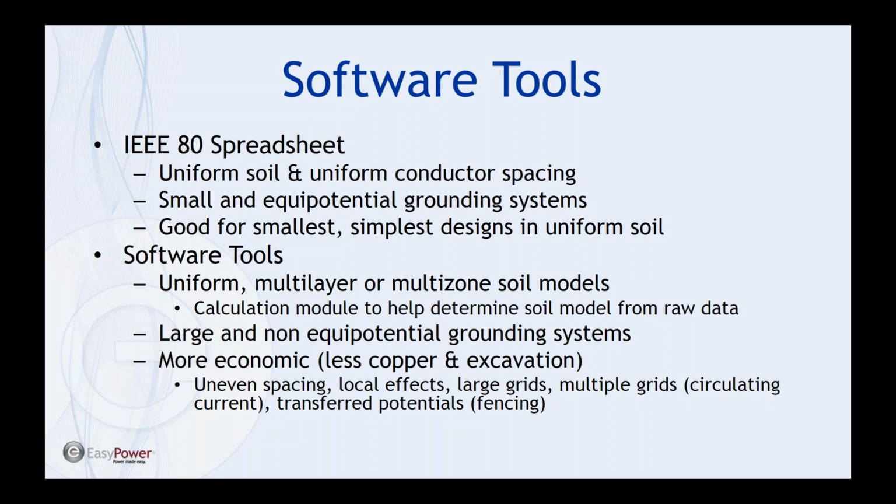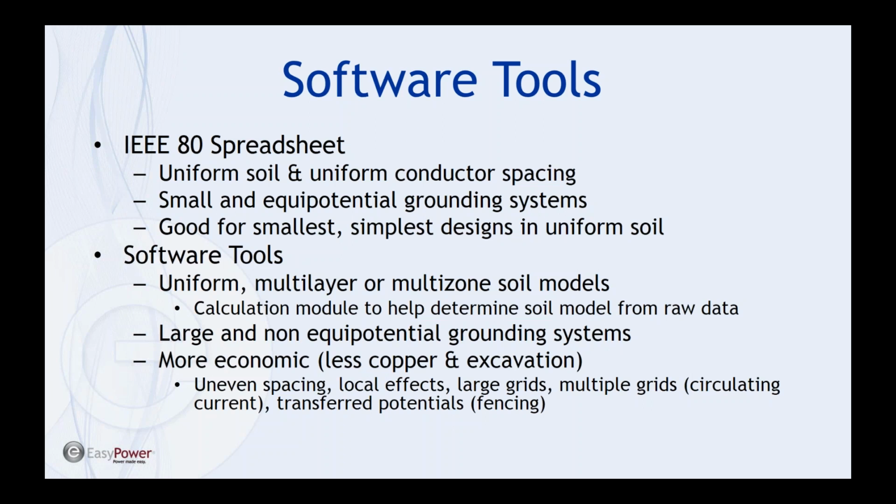So the main reasons for software use as opposed to the IEEE 80 spreadsheet would be if a two-layer or a multi-layer soil model is necessary. Some studies have been run on this, and it's been indicated that a uniform soil model is actually quite rare. It only occurs in a very small percentage of locations. So it's not always a good assumption, and you might end up with a much more conservative design if you're forced to use that uniform soil model.